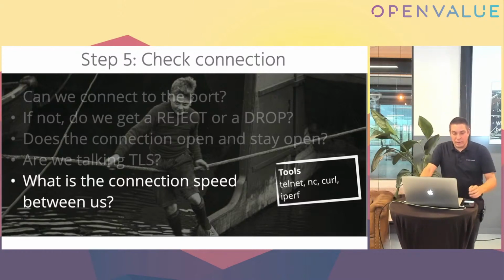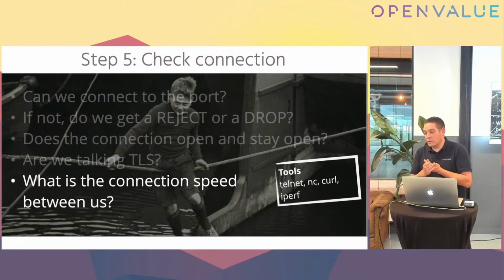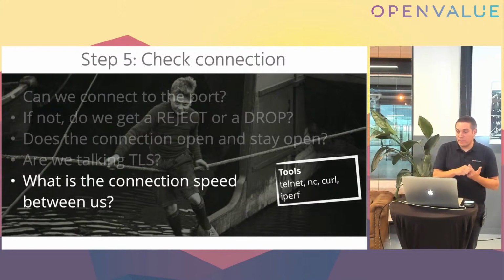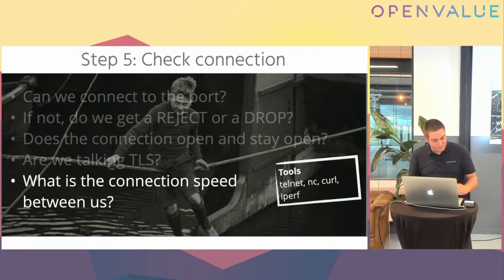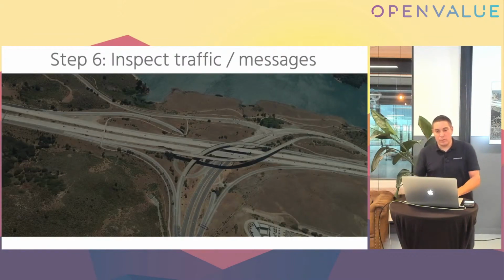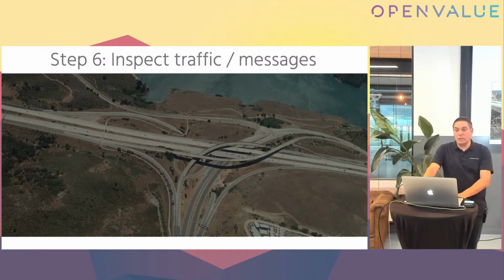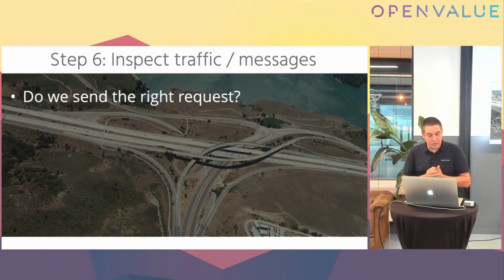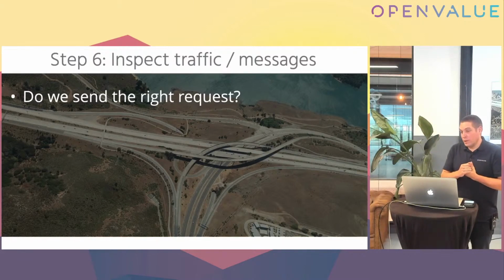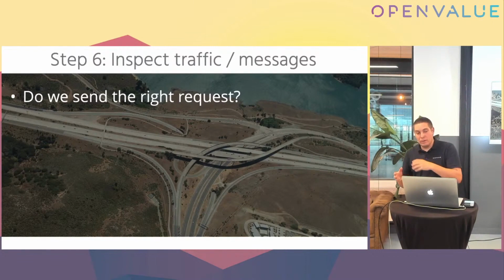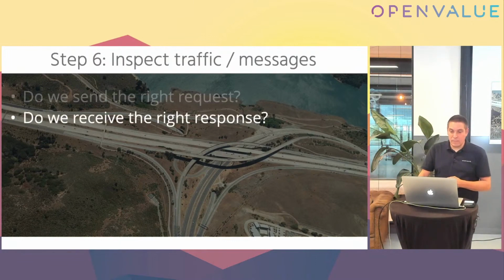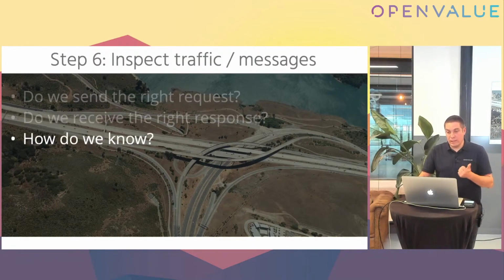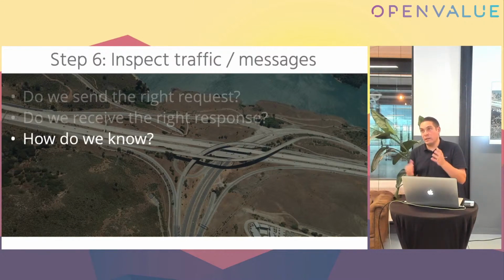So tools you use here are Telnet or NC, which is Netcat, that you can also use to check connections, curl to make HTTP requests, and iPerf to measure speed. Next step is we're going to look at the traffic or messages that we're exchanging between client and server. So first question is, do we send the right request? How do we know? Well, measure it as close as possible to the network boundary, either on the client side or, when you're only developing the server, on the server side. Do we receive the right response? Same thing. How do we know? Well, by inspecting either network data or by logging whatever we are receiving or sending.